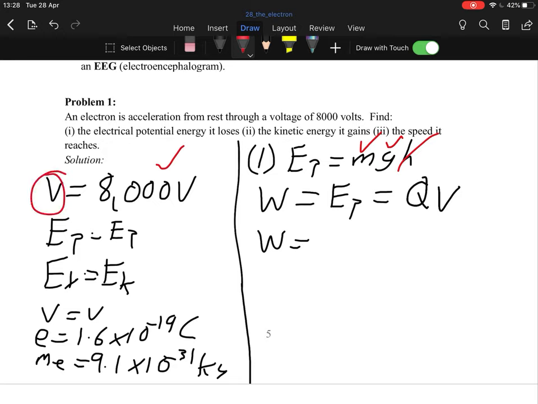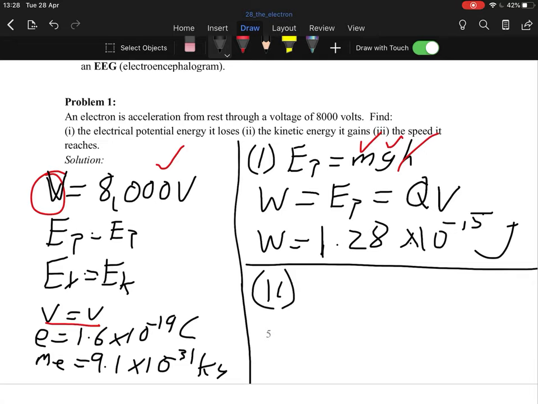So therefore you should get for your work done when you sub in your two values, V, 8,000, and E. The reason this is volts is that it's meant to be a capital V, it doesn't look like it, and that's meant to be a small v for speed. So we put in 8,000 times 1.6 by 10 to the minus 19, and you should get 1.28 by 10 to the minus 15 joules. So that's your work done, which equals potential energy.